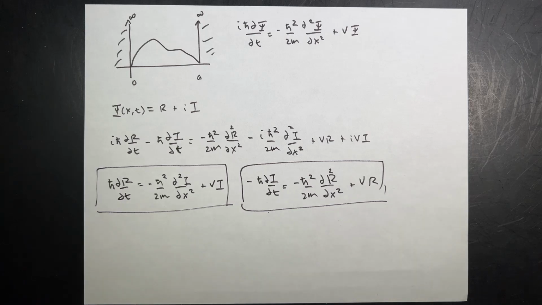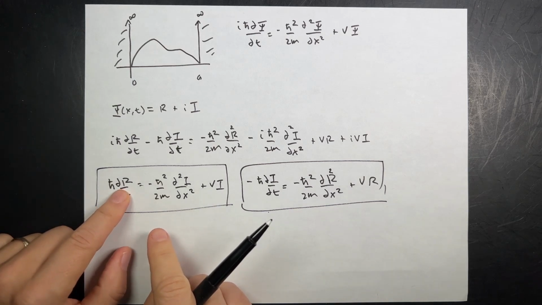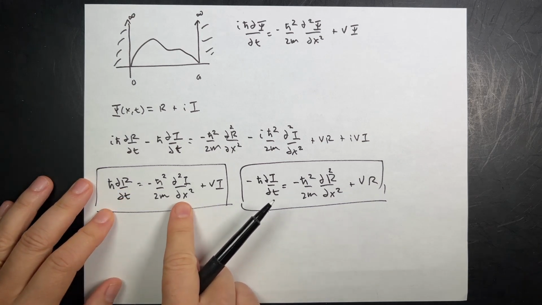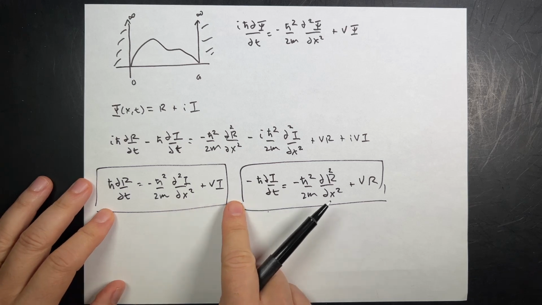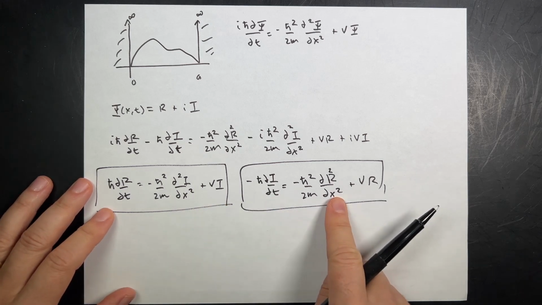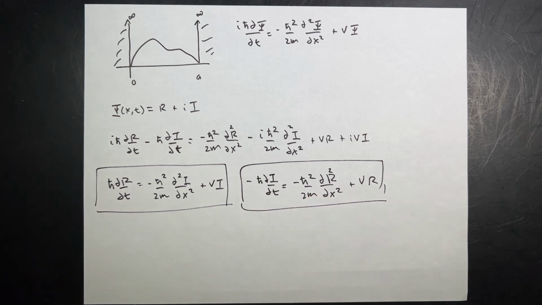So I have two similar looking equations, but notice that I have these two functions r and I. This one has the time derivative of r related to the space derivative of I, and this one has the time derivative of I related to the space derivative of r. The only difference between them is this one is positive and that one's negative. So that's good. Okay. Now, how do we make this happen with the finite difference method?